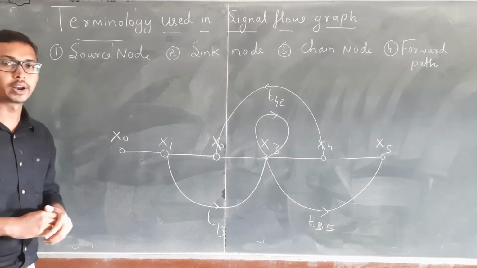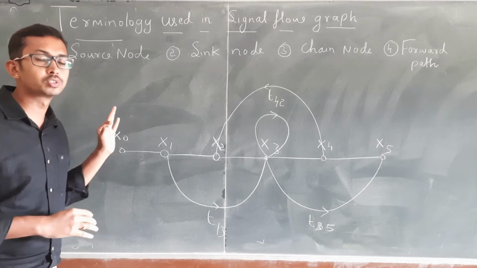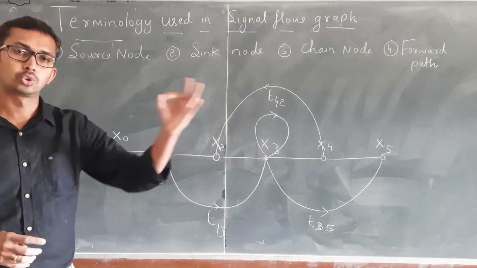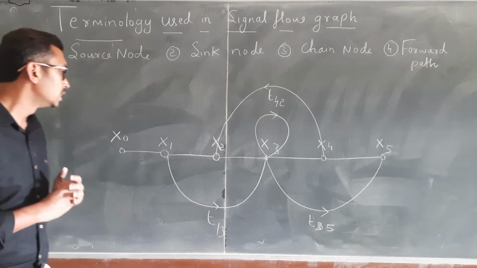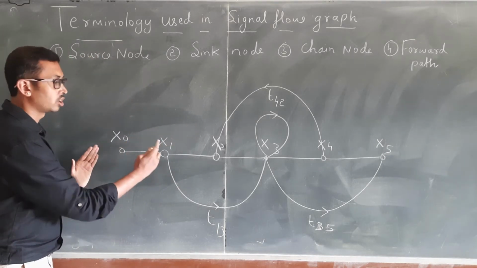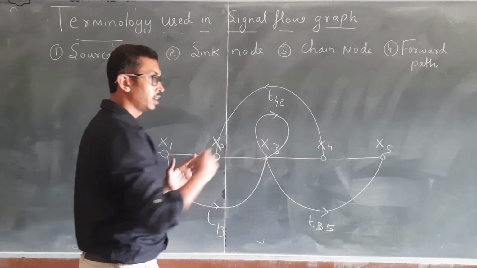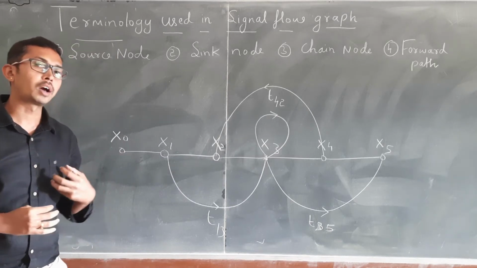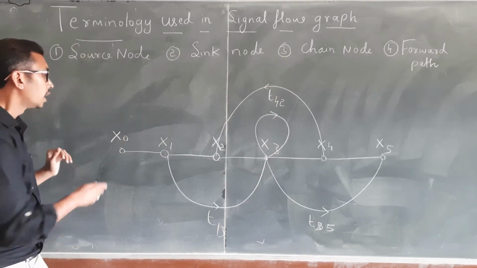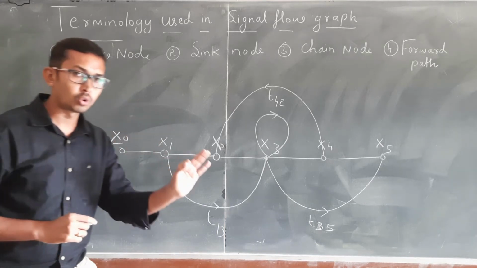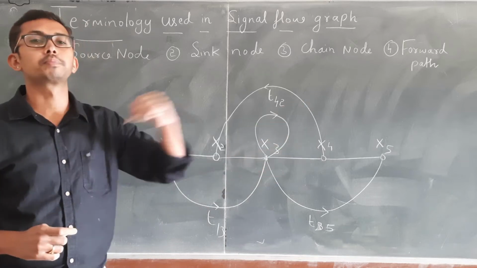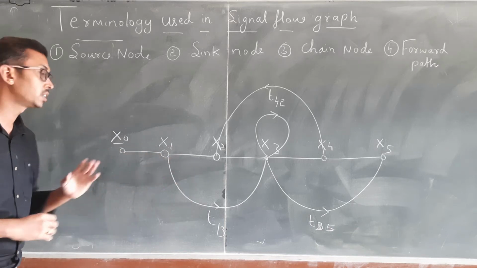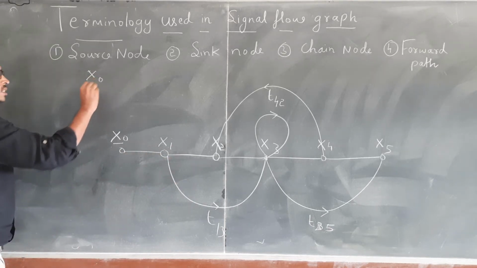The first one is called the source node. What is the meaning of source node? The node which has only outgoing branches; that we call the source node. Here there are different nodes: x0, x1, x2, x3, x4 and x5. Out of these 6 nodes, which node has only outgoing branches? It is x0. So x0 has only outgoing branches, hence we call it the source node. So here the source node is x0.